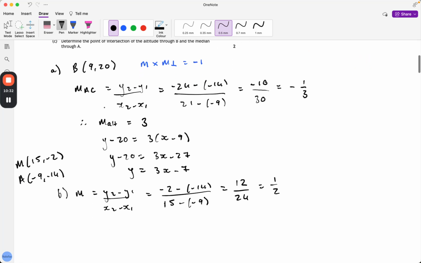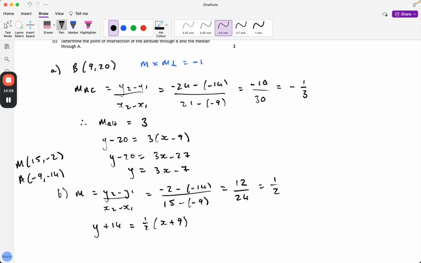So our next thing to do is just to use our equation of the straight line with m equaling a half, and then we're going to want to use that point A rather than point M, just because we know A for sure. So we're going to have y plus 14, because it's minus b, but our b is minus 14, so you have that double negative there. Our m is a half, and then we have x minus minus 9, which is x plus 9.